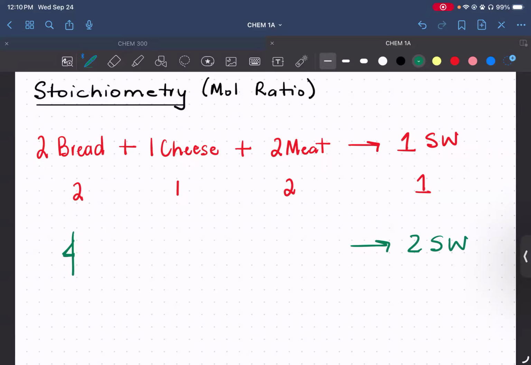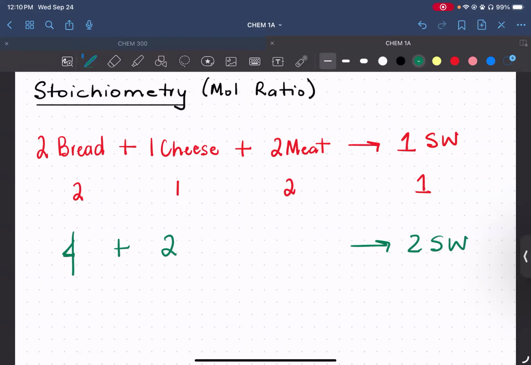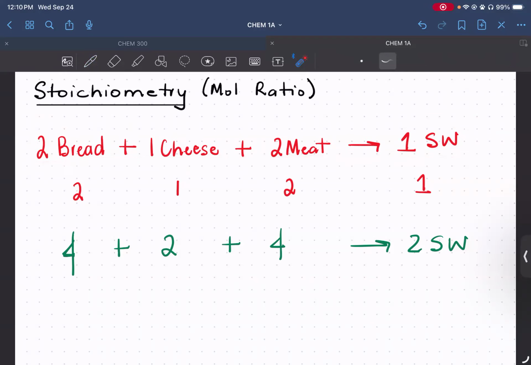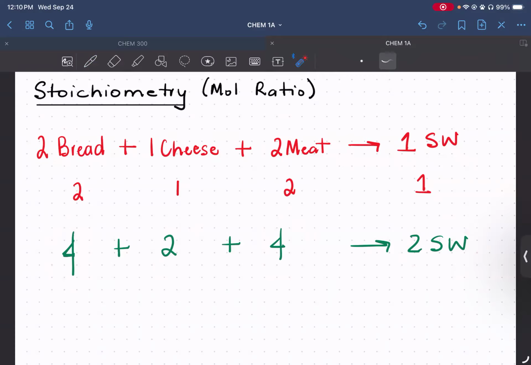Everything is affected. To make 2 sandwiches, we specifically need 2 slices of cheese. To make 2 sandwiches, we will specifically need 4 slices of meat. So the idea here is that although the reaction explicitly tells us the ratio, those ratios can be used to make predictions about other ingredients or the product.